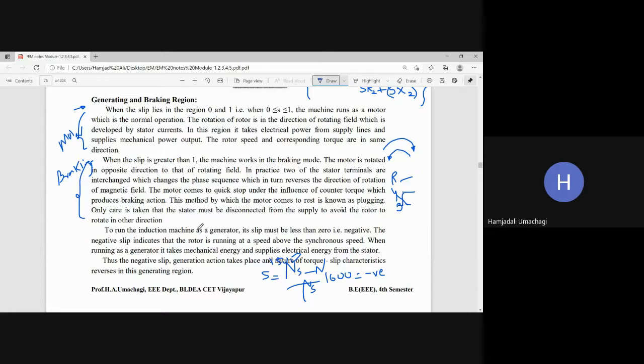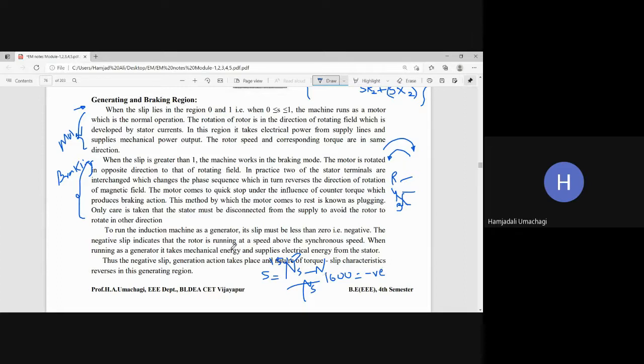So to run the induction motor as a generator, its slip must be less than 0, that is, negative. The negative slip indicates the rotor is running at a speed above the synchronous speed. If synchronous speed, the speed of the RMF, is 1500, and the speed goes beyond 1500, say 1600, then 1500 minus 1600 is minus 100, divided by 1500. So the slip is negative, and the motor enters into the generating region.